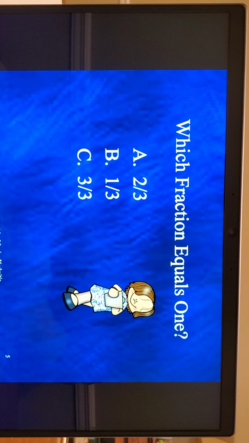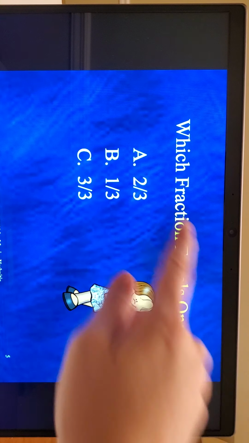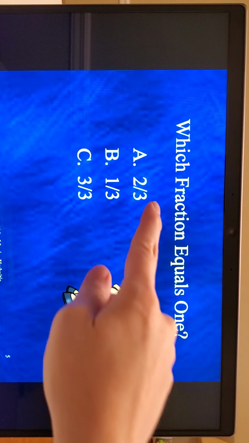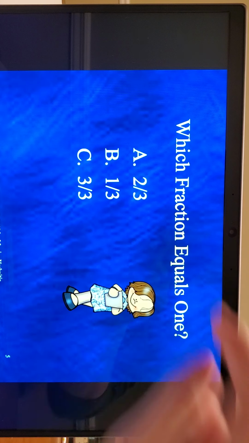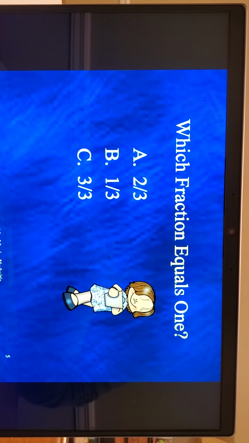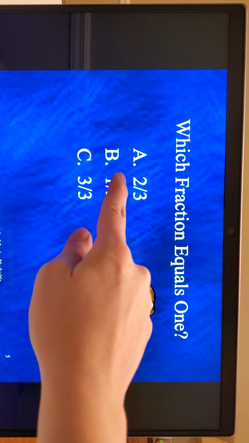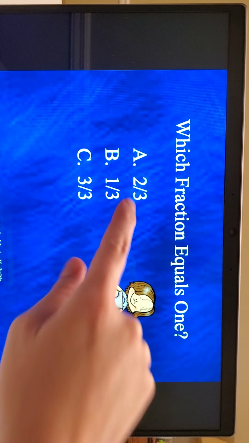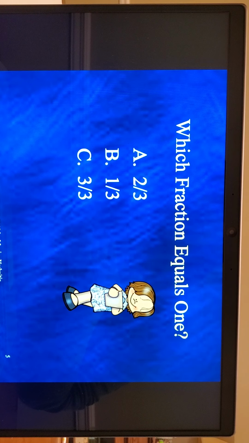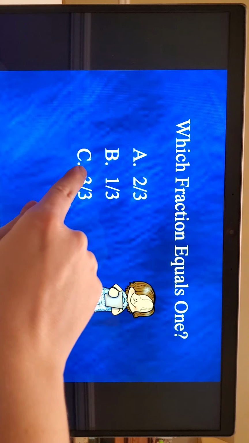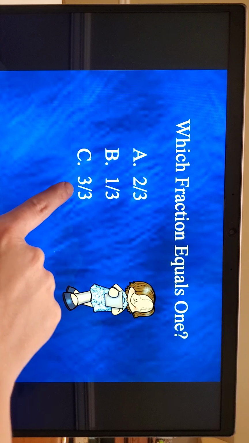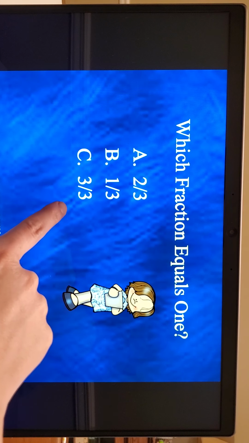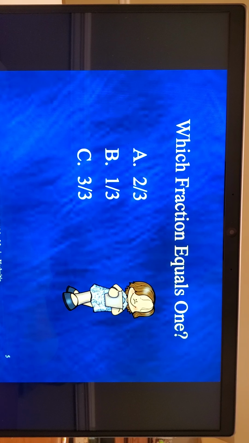So which of these fractions would equal one whole? 2/3. Well, that means we're counting only 2 out of 3 total pieces. So that's not one whole. 1/3, then we're counting only 1 of 3 total pieces. That's not one whole. 3/3, we're counting all 3 out of 3 total pieces. So 3/3 would be equivalent to one whole.